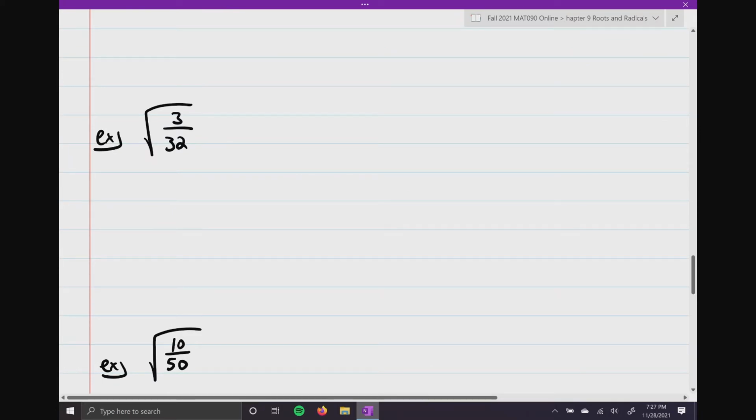All right, let's try this one here. Now, first thing I see is this big radical symbol around the outside. And then the second thing I see is that I have a fraction underneath. So, first thing I'm going to try to do, simplify the fraction. Unfortunately, 3 over 32 does not simplify. So, let's break it up. Now, I'm going to multiply top and bottom by the square root of 32 over the square root of 32. And this is not the only way to do this. It's just one of them.